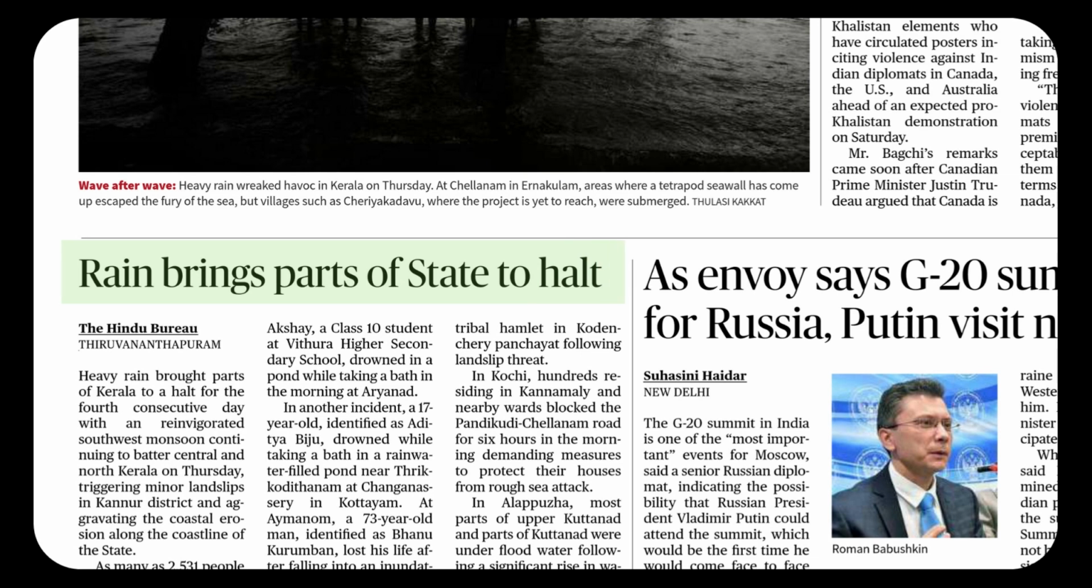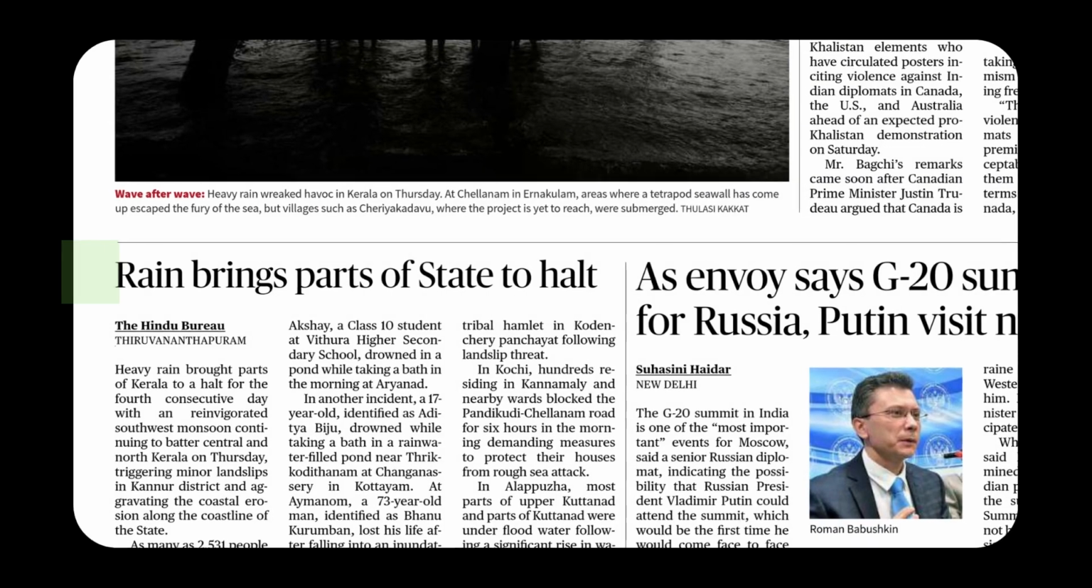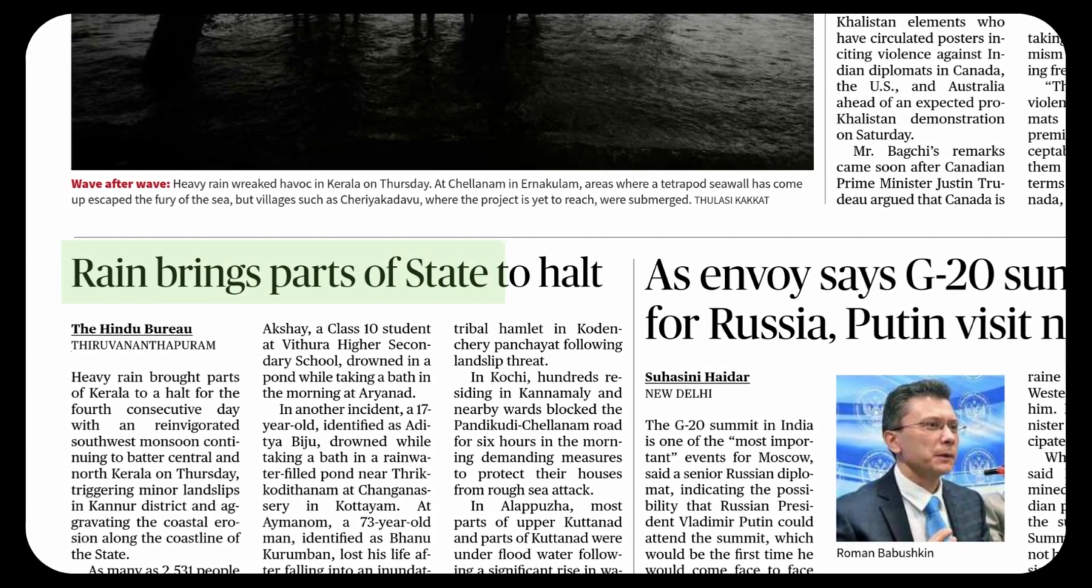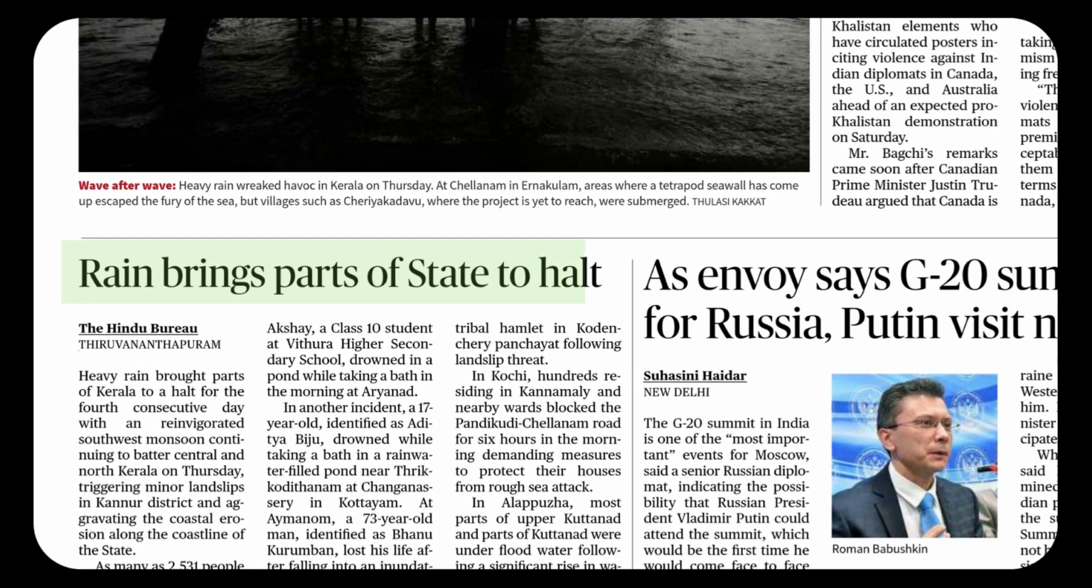Rain brings parts of state to halt. Rain brings, the object is parts of state, to halt. Halt is a very important word. A can have an O sound. Halt: you cause something to stop moving or doing something. Heavy rain brought parts of state to halt for the fourth consecutive day with a reinvigorated southwest monsoon. Reinvigorated. You can read that paragraph. It has been beautifully presented. Now we come to the next news item.